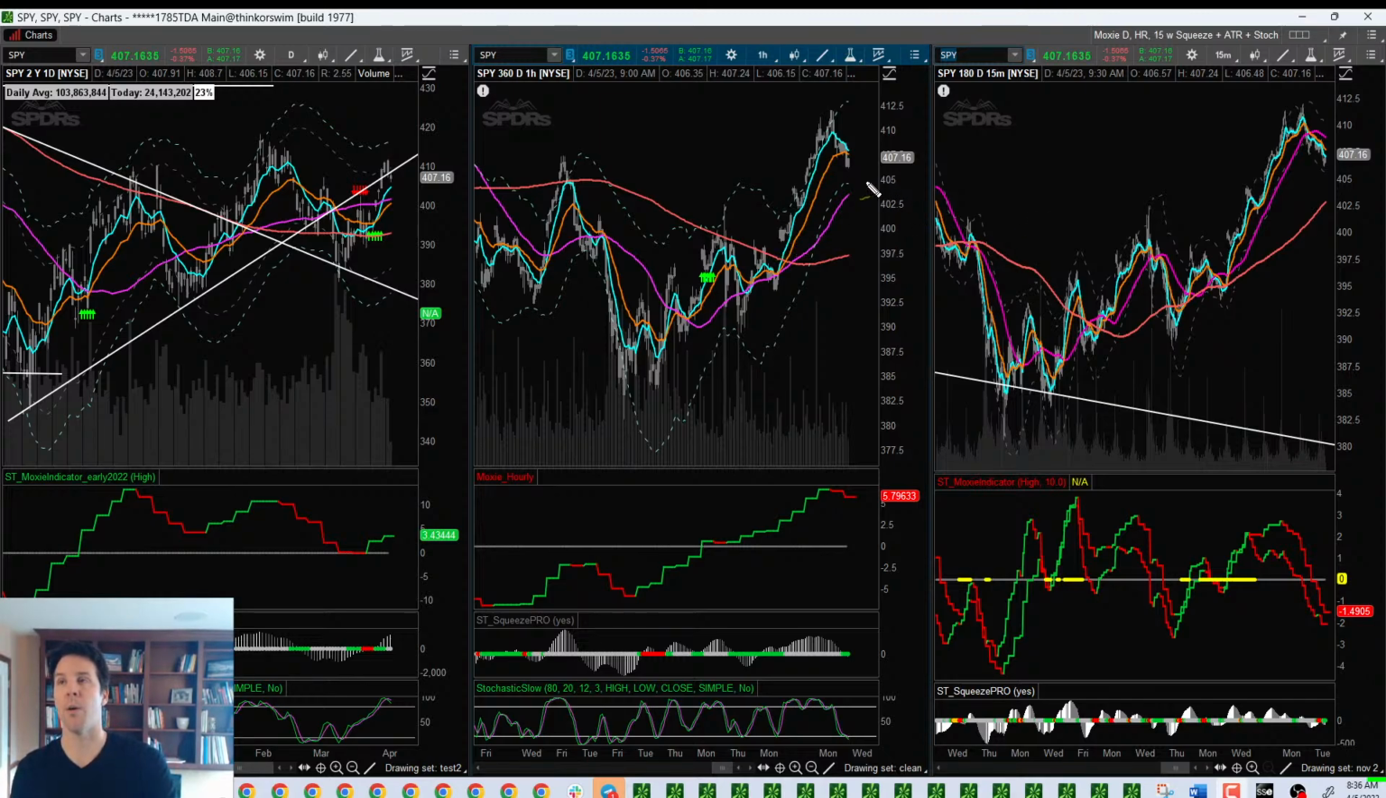How long does this go? So if the UVXY decides to just bounce and then continue down, like that bounce in a downtrend, then what we should be seeing is the SPY dip, something around here, hourly 50, maybe just below the hourly 50, find support, and then move up from there.